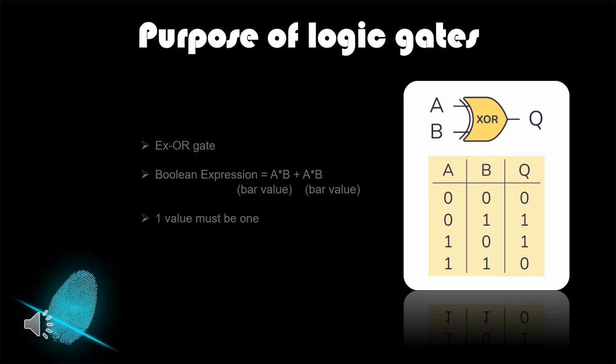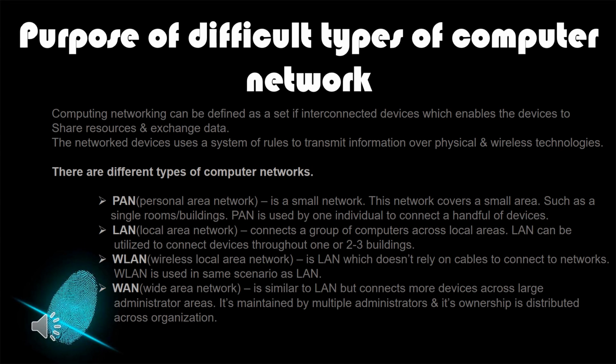Lastly, the exclusive OR gate. The XOR gate outputs 1 only when one input is 1, but not both. This gate is often used in digital logic to detect differences between two binary inputs.